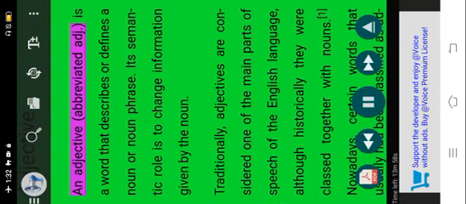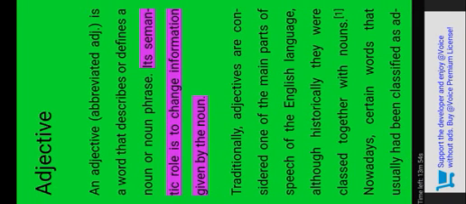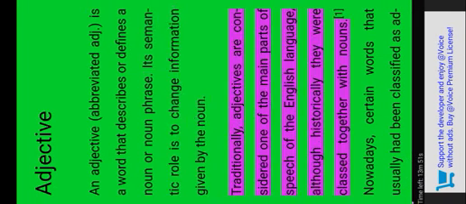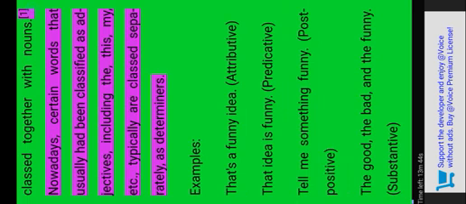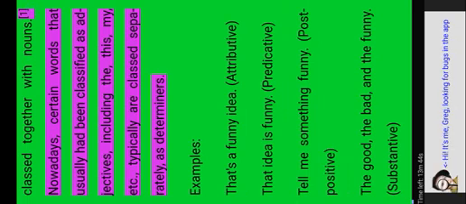Adjective. An adjective, abbreviated adj, is a word that describes or defines a noun or noun phrase. Its semantic role is to change information given by the noun. Traditionally, adjectives are considered one of the main parts of speech of the English language, although historically they were classed together with nouns. Nowadays, certain words that usually had been classified as adjectives, including the, this, my, etc., typically are classed separately, as determiners.